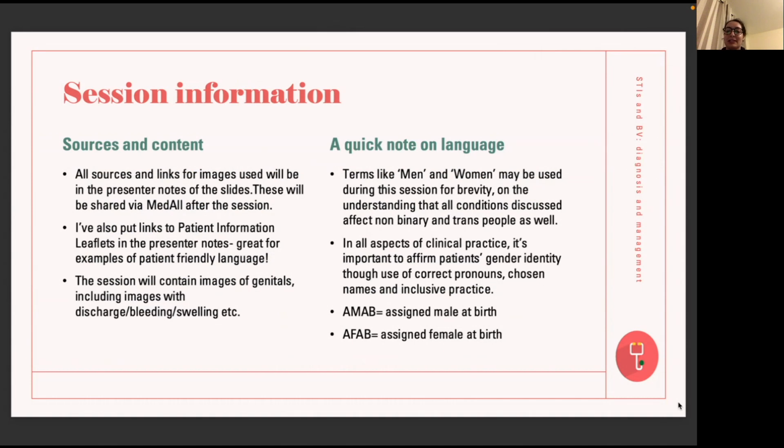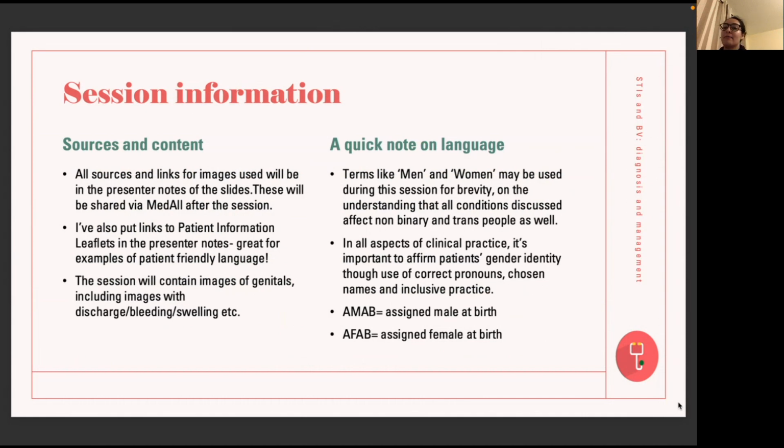And then obviously with us talking about sexual health, there will be images of genitals within the session. There will be images with discharge, bleeding, swelling. If that's something that you might not feel comfortable with, maybe just step away for this session. I think there's no way that we can avoid it, unfortunately.